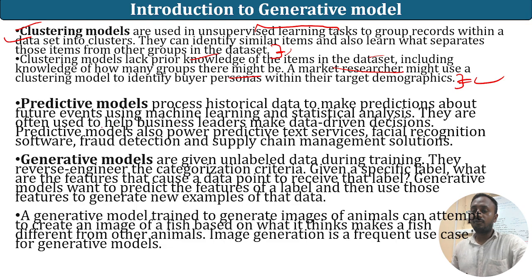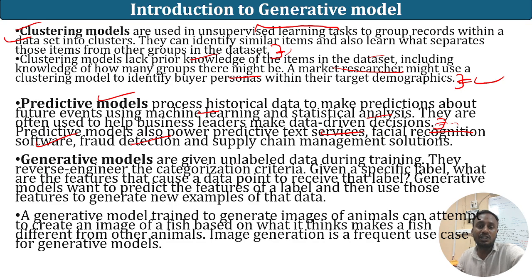Then one more we have is the predictive model. It uses historical data to make predictions about future events using machine learning and statistical analysis. Business leaders often use it to make data-driven decisions, like in the first quarter how much sale happened, what is the profit, what is the loss. Actually, it is used for text services, facial recognition software, fraud detection.